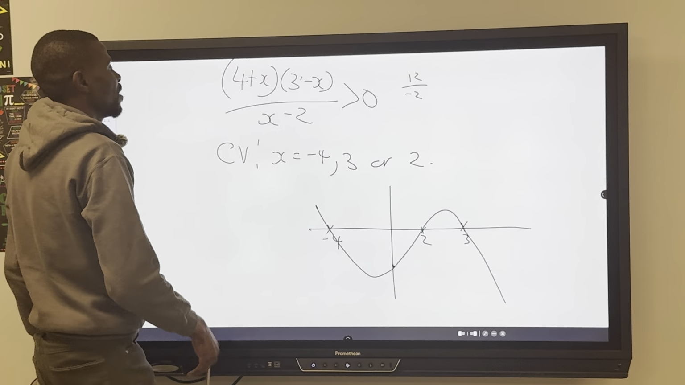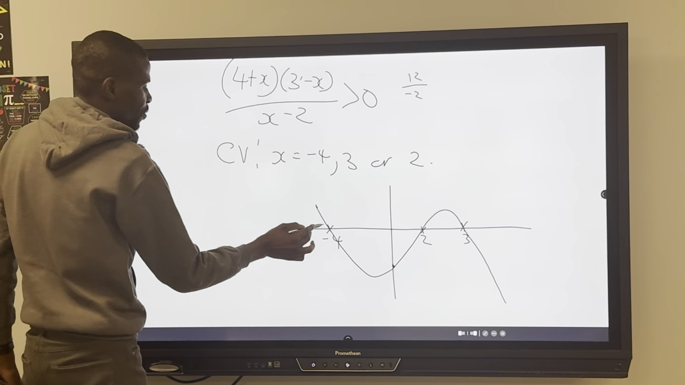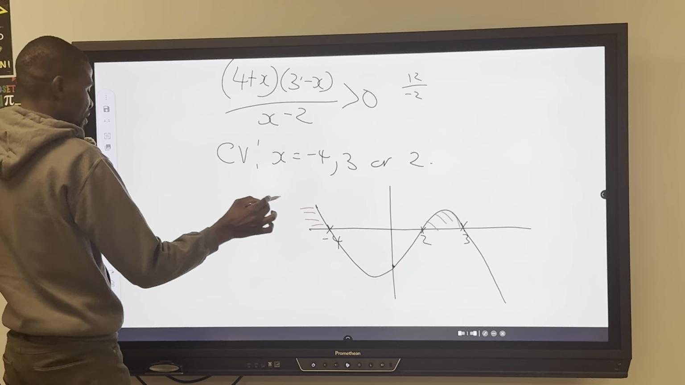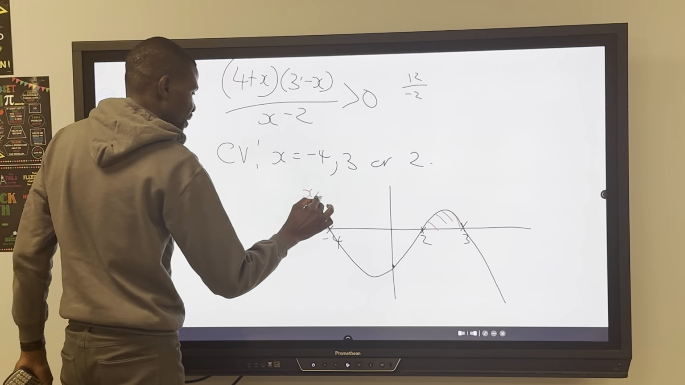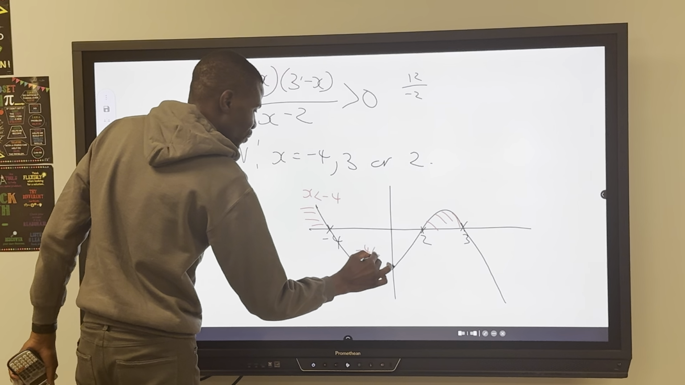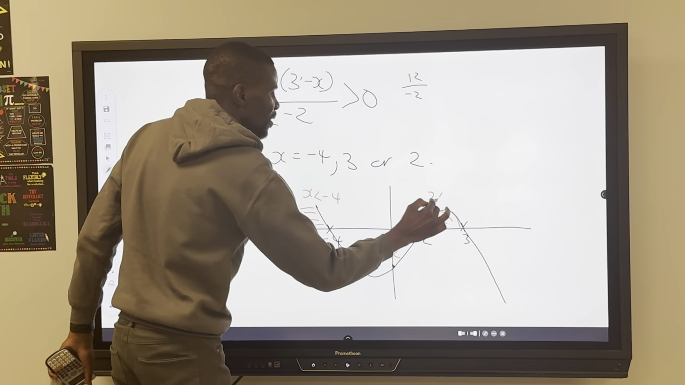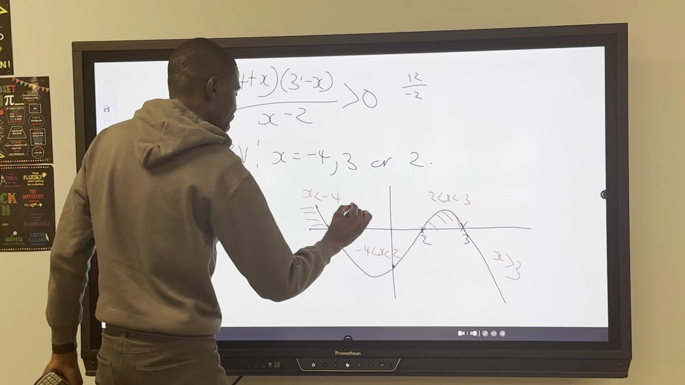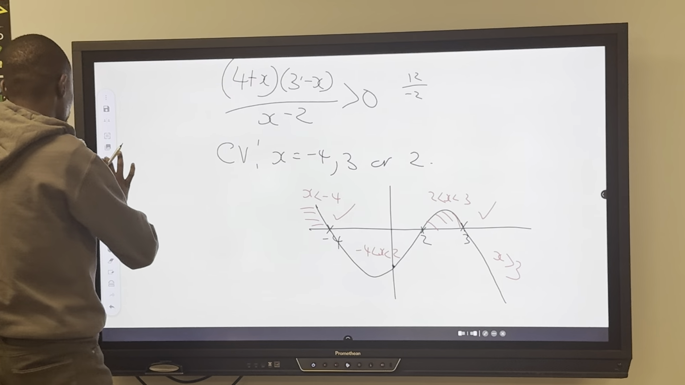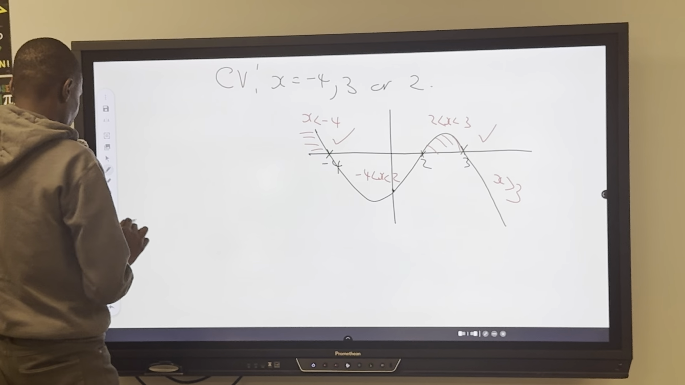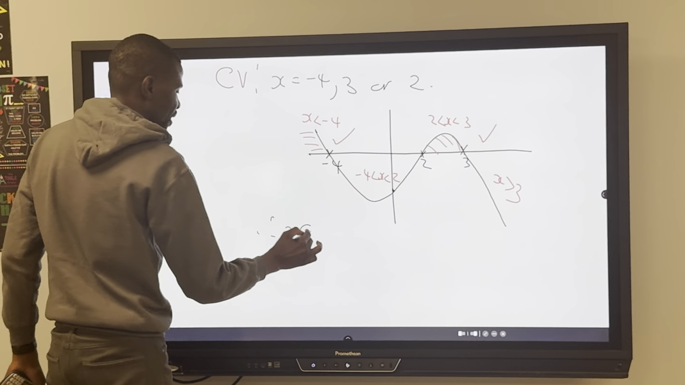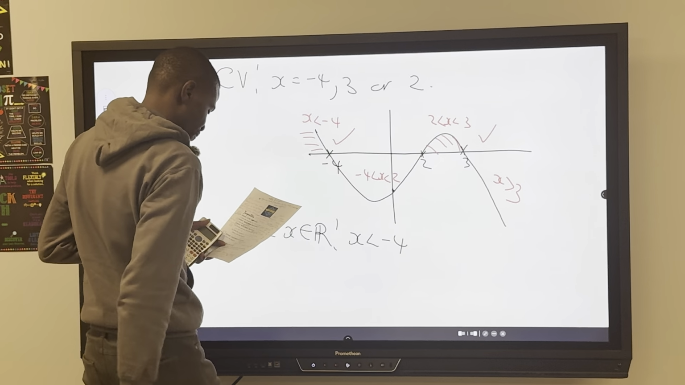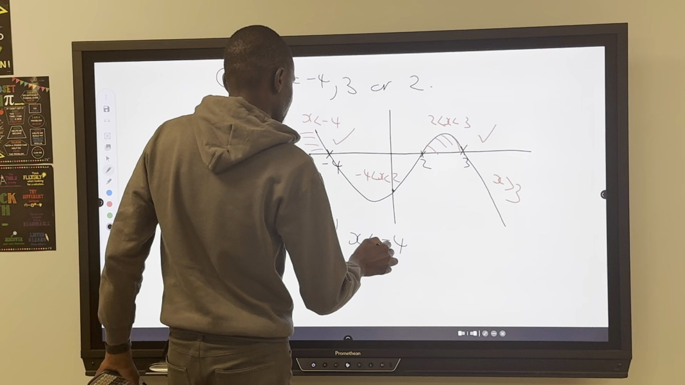Okay, so now we are looking for greater, which means above. So this part and that part is the solution, right? Because here we are saying x is less than negative 4. Here, negative 4 less than x less than 2, 2 less than x less than 3, x greater than 3. But what we want is this part and that part, right? Therefore, x is an element of real numbers such that x is less than negative 4.